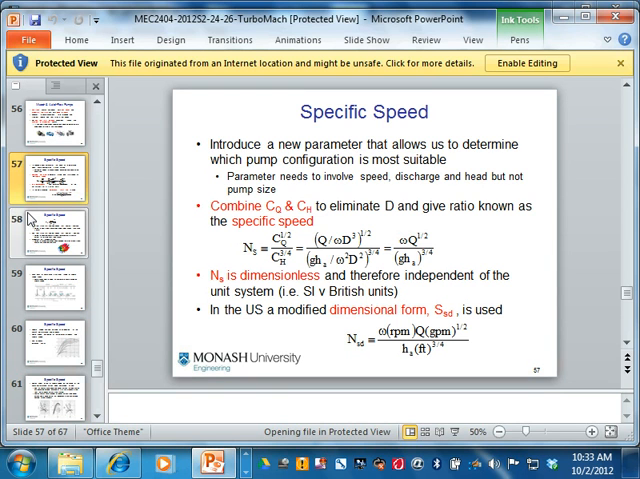So if we put that together, CQ is that, CH is that, and rearrange, we get omega Q to the half over (gH) to the 3/4. That is the number that we will use to determine which pump to choose from the graph that I'll show you later on.